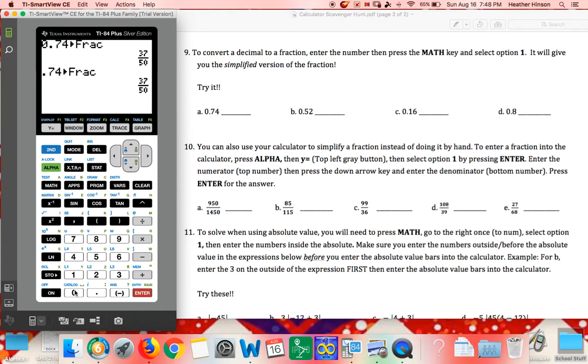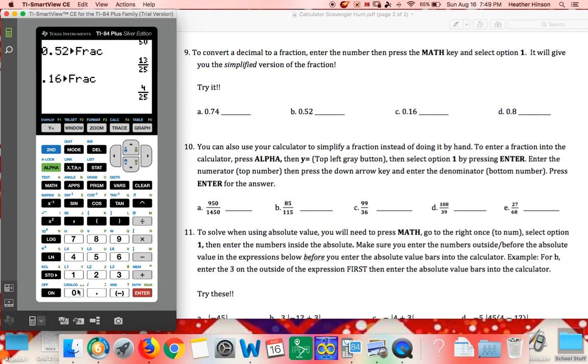So for B, we got 0.52. We're going to hit math on the left, right under alpha, right under your green button. Math. We want a fraction, so we're just going to go with number 1. So enter on that, and then enter to get your answer. And it'll give us our simplified fraction. For C, we have 0.16. Math under alpha. Oop, not sign. Sorry. We have math. We want a fraction. So enter on fraction, because that's what we want, and enter to get your answer.